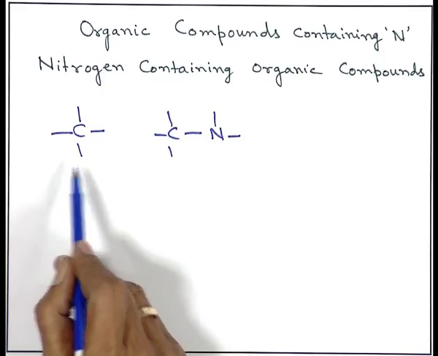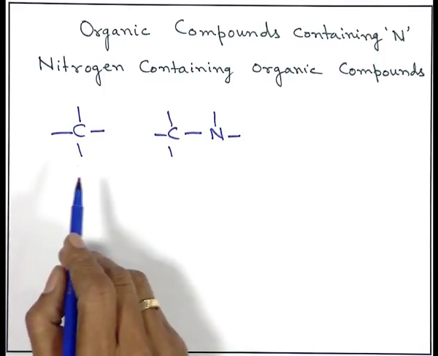Today I would like to discuss with you some interesting topic, that is organic compounds containing nitrogen, or you can call it in another way, nitrogen containing organic compounds. Now, organic chemistry is a specialized science. By definition, it is the chemistry of carbon compounds. So, I should say carbon is a must in organic compounds.